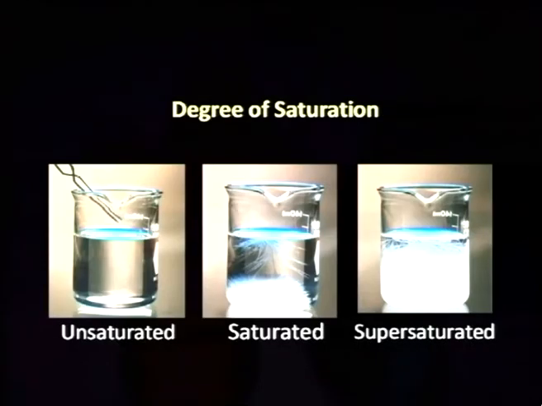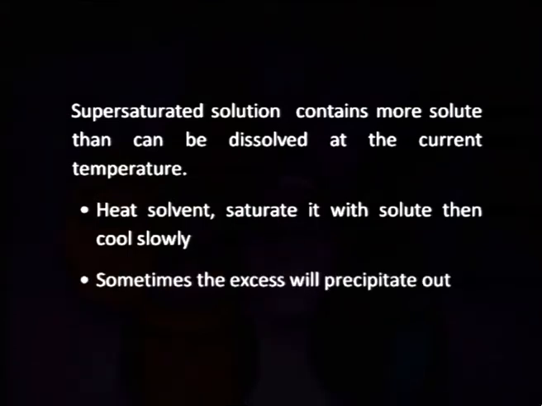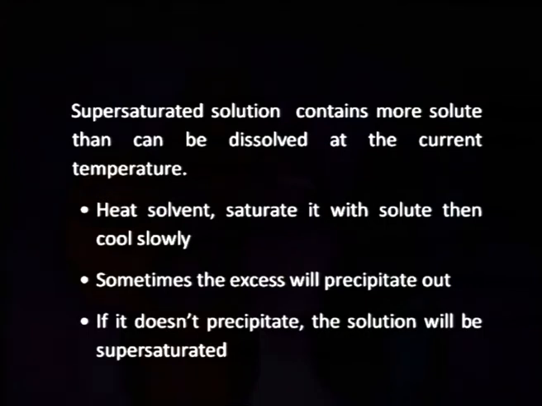You can see the degree of saturation in 3 flasks. The first one is an unsaturated solution, the second one is a saturated solution, and the third one is a supersaturated solution. A supersaturated solution contains more solute than can be dissolved at the current temperature. Now, how will you make a supersaturated solution? First, heat the solvent, saturate it with solute, and then cool slowly. Sometimes the excess will precipitate out. If it does not precipitate, the solution will be a supersaturated one.